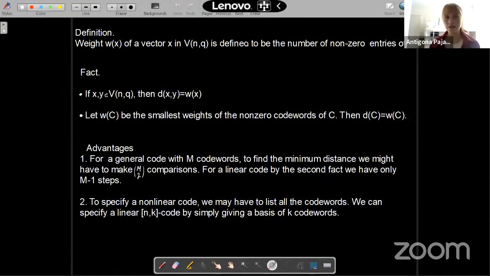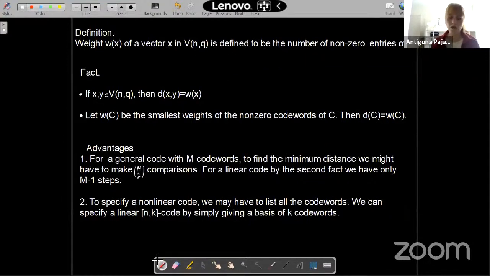So in linear codes, we also define weights, which we denote by w(x). And this weight, w(x) of a vector x, is defined to be the number of non-zero entries of x. For example, if we have 0, 1, 0 to be x, then the weight of x is going to be 1 because it has just one entry different from 0.